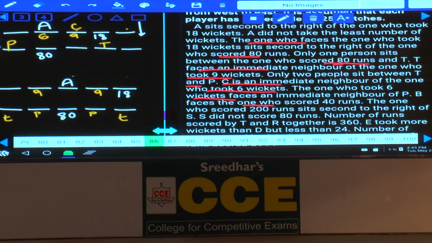B faces the one who scored 40 runs. Now B faces the one who scored 40 runs. Hence 40 is there, and that 40 must be lesser than this 80. Hence 40 is here, B must be at this place. Are you following this or not?